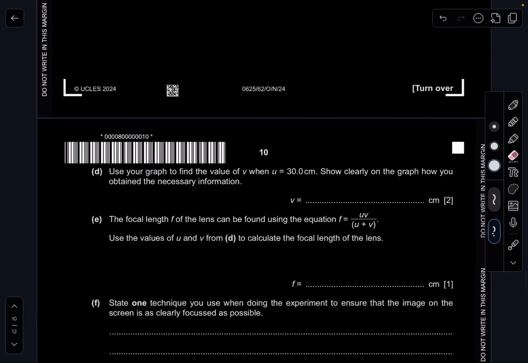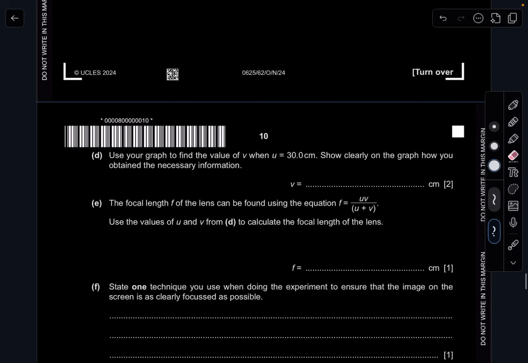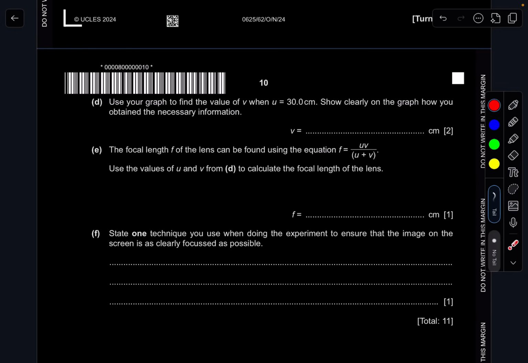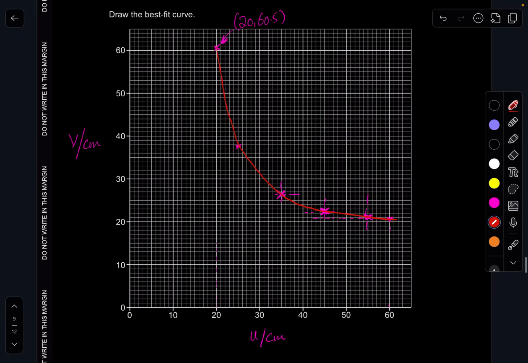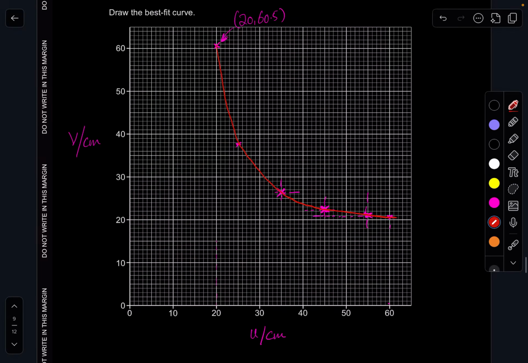In the D part, use your graph to find the value of V when U is 30. Show clearly on the graph how you have obtained this value. Okay, you have to tell the value of V when U is 30. When U is 30, this is U 30.